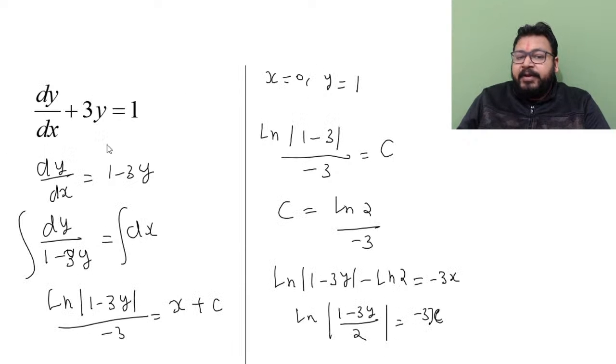यहाँ पे कुछ माइनस की गड़बड़ी हुई है. लेट अस चेक अगेन. 1 minus 3y का इंटीग्रेशन ln of 1 minus 3y, और डेरिवेटिव minus 3, yeah, that is correct. X plus c, that is also correct. x 0 पे y 1 आएगा. 1 minus 3 minus 2, minus 2, because of mod that becomes 2. Minus 3 will remain minus 3, x is equal to 0.